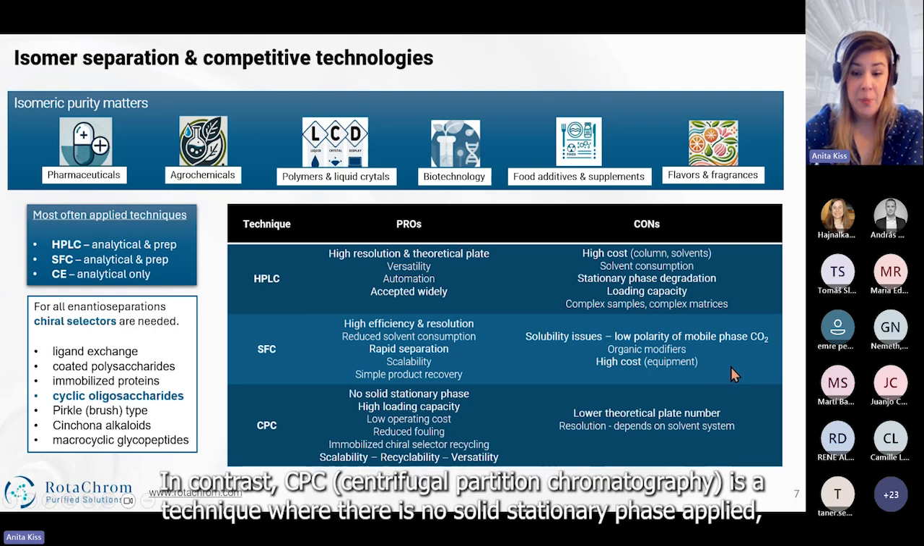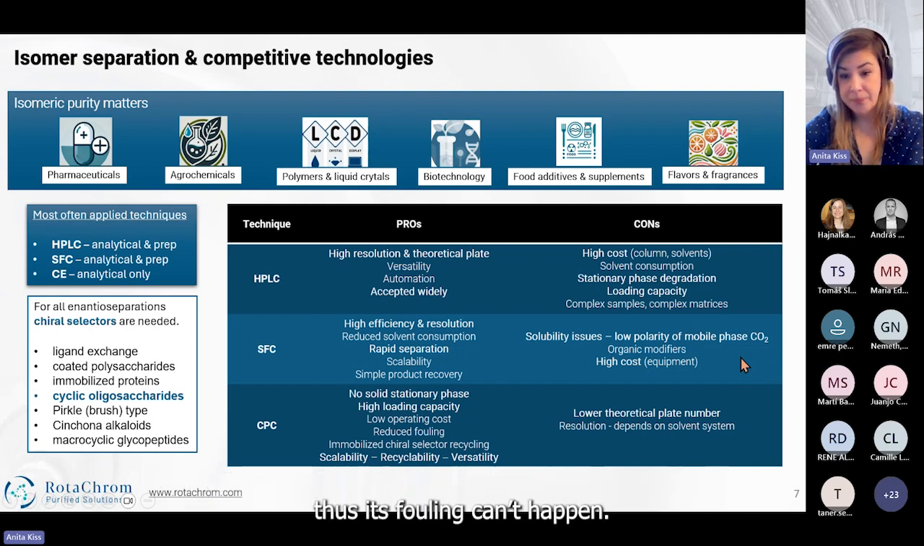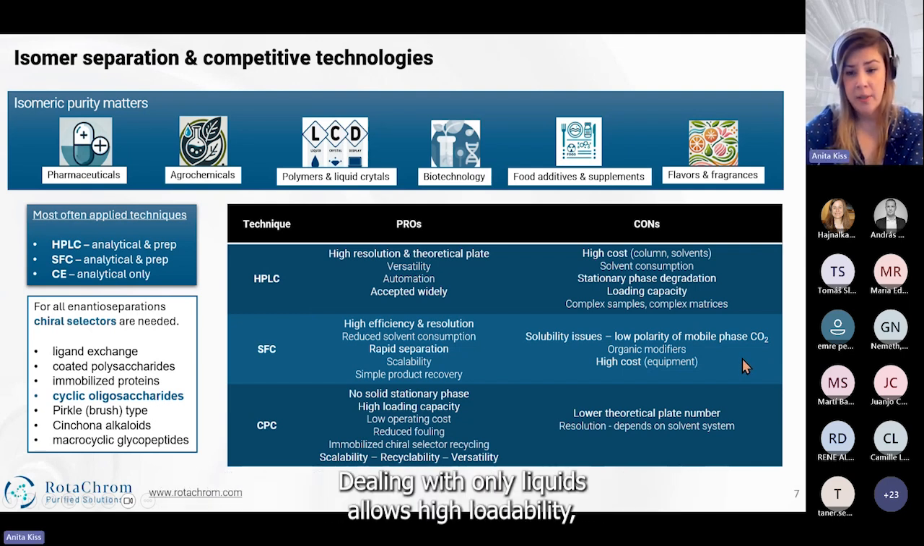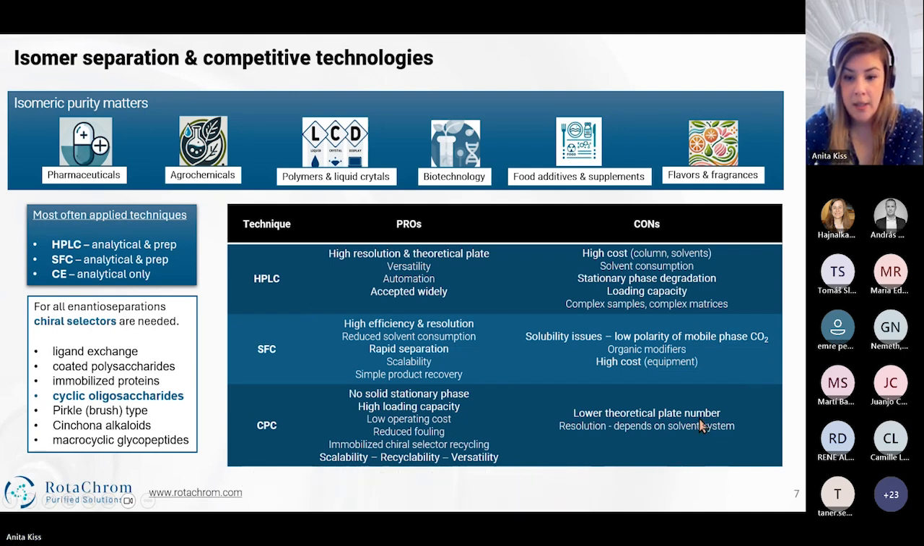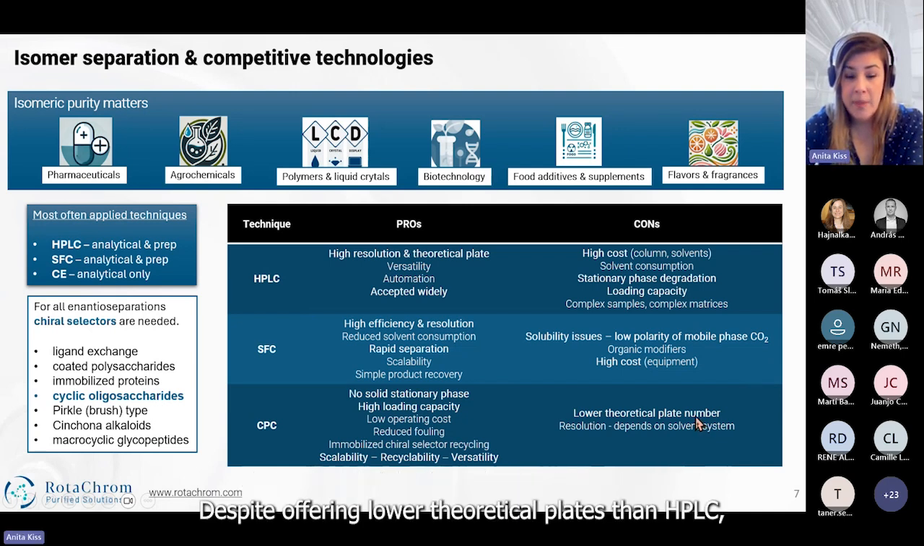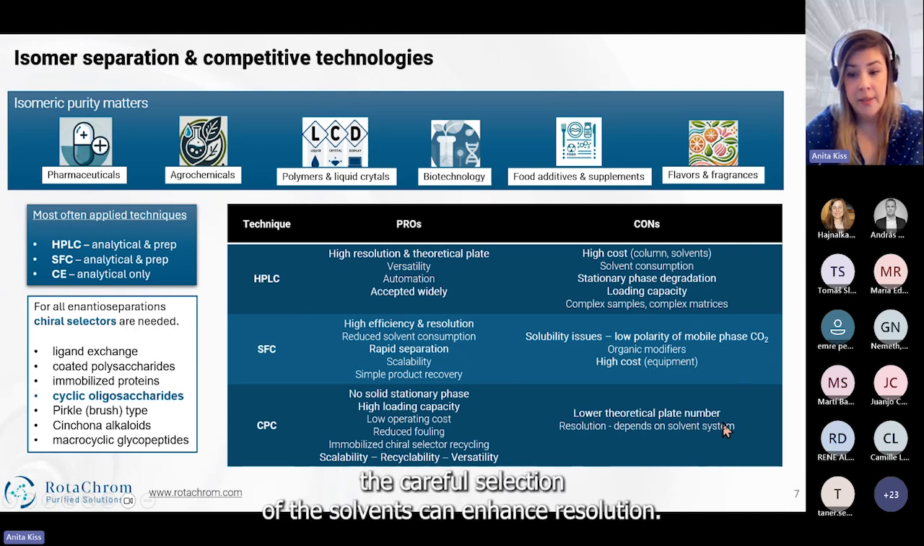In contrast, CPC is a technique where there is no solid stationary phase applied, thus its fouling can't happen. Dealing with only liquids allows high loadability, of course, and that is strongly depending on the applied solvent system. Despite offering lower theoretical plate than HPLC, the careful selection of the solvents can enhance resolution.